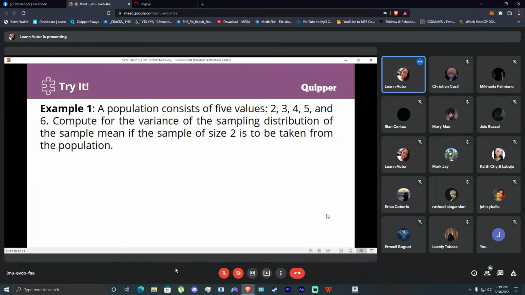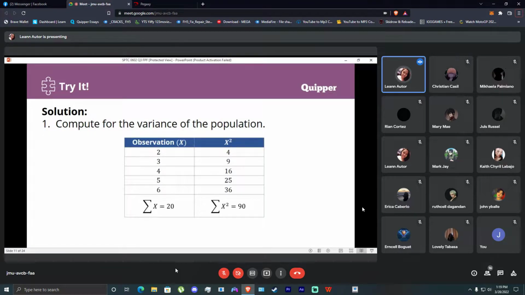Okay, so let's have this. The first thing that we're going to do is construct a table. On the first column, we have the observation, which represents the x, and on the second one, the x squared. There are 5 observations. So it represents the x, and then we are just going to square that one.